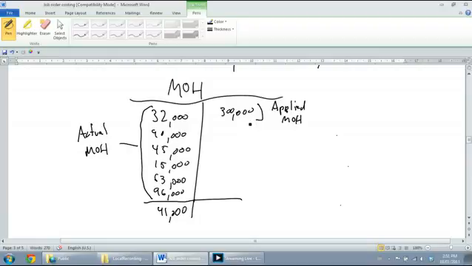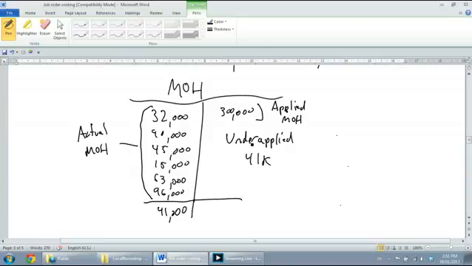Was our guess too high or too low? Well, the answer was too low. We didn't guess high enough. Our overhead is under applied. And how much is it under applied by? Well, $41K. We're under applied by $41,000.